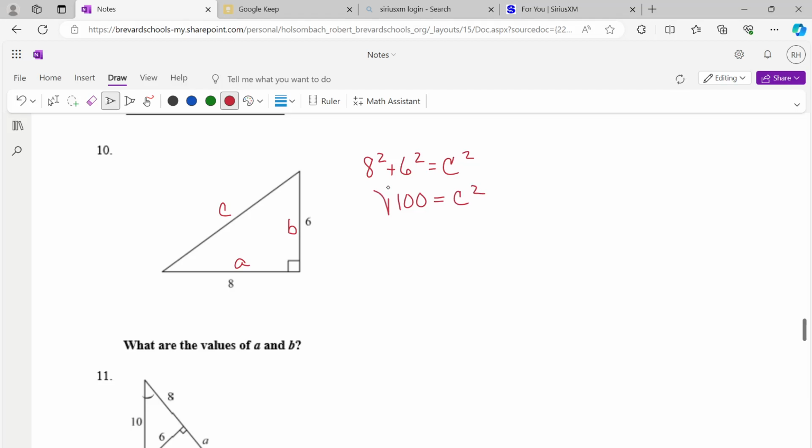We're going to find the square root of each side. Square root of 100 is equal to 10. And the square root of C squared is equal to C. So there's the third side of our right triangle.